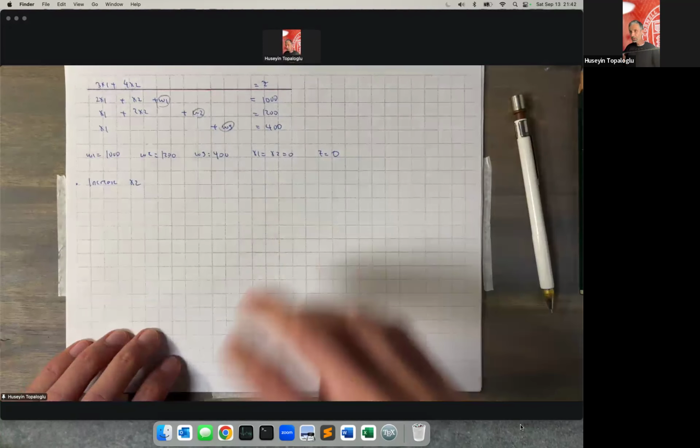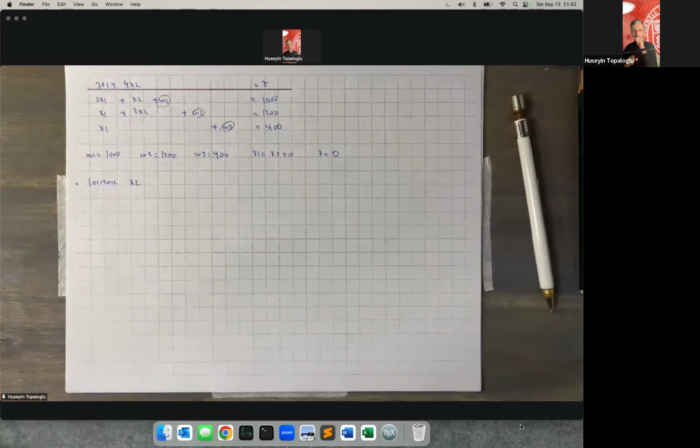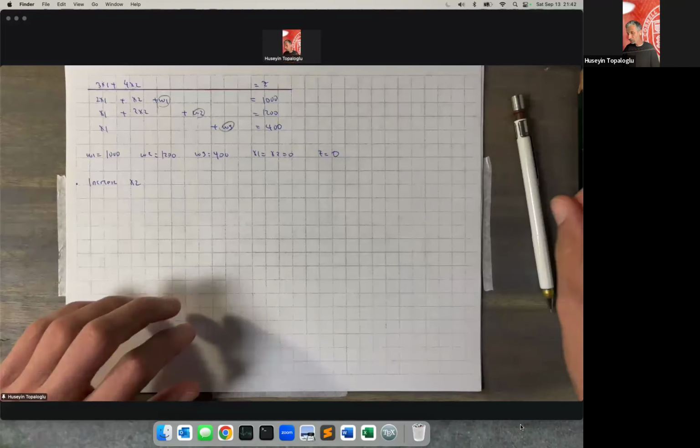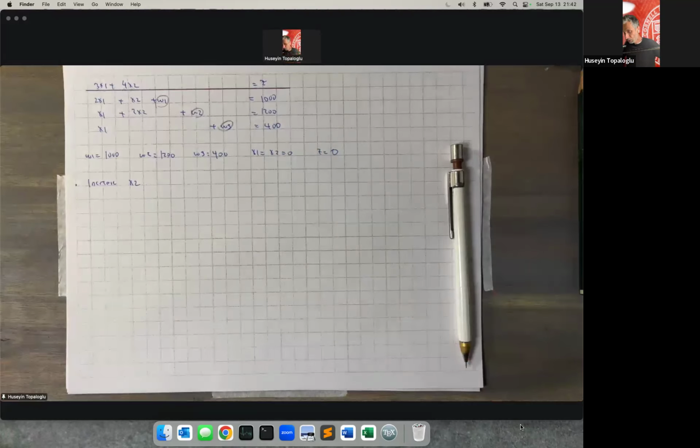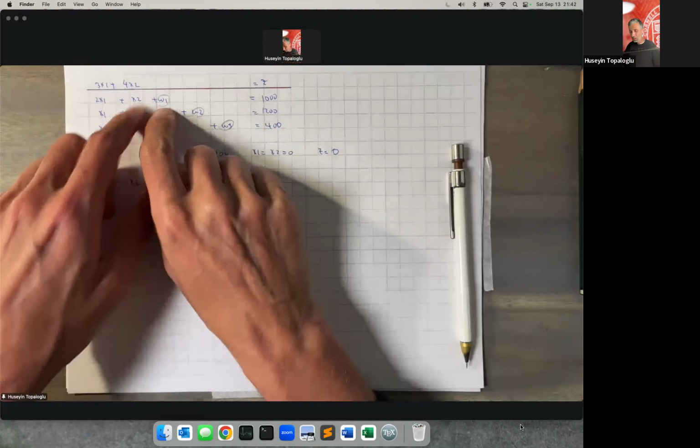Okay, so now we decided that we're going to increase x2. The next question we're asking ourselves is, how much can I increase x2 without violating the constraints in my linear program? We're going to look at the constraints to answer this question. Let's get the first constraint.